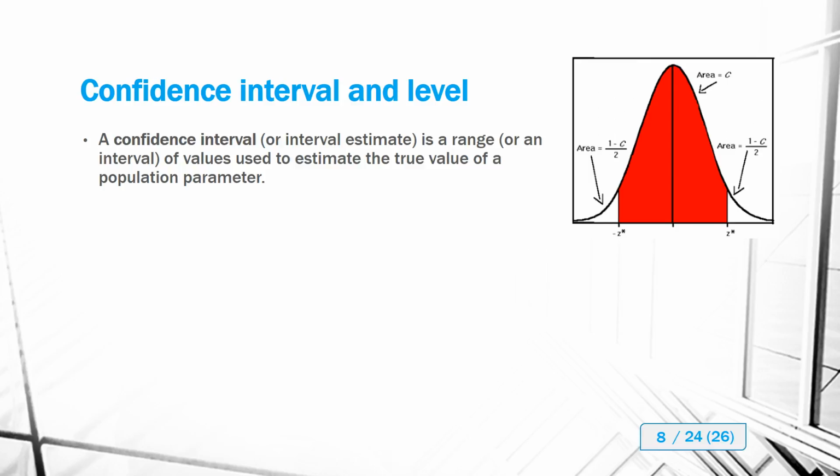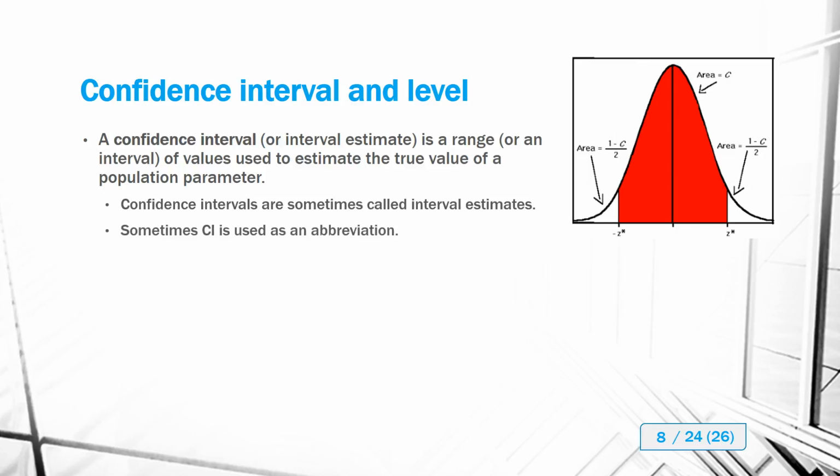Now this brings us to confidence intervals and confidence levels. So first let's talk about confidence intervals. Confidence intervals, which are also called interval estimates, is simply a range or interval of values used to estimate the true value of a population parameter. Sometimes they're called interval estimates, as I just mentioned, but sometimes CI is used as an abbreviation. So instead of writing out the words confidence interval, we just write CI. So sometimes you might hear me in my little jargon say CI. Just understand I'm talking about a confidence interval.